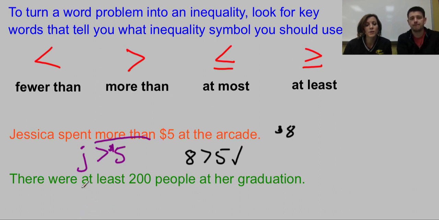There were at least 200 people at her graduation. So we know that we need a variable. We know we need 200. Now we need to figure out which sign is going to help us do at least.